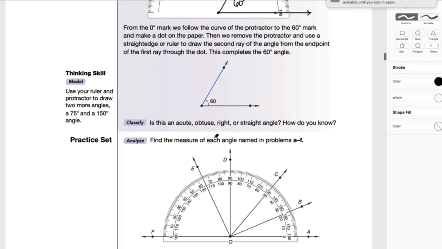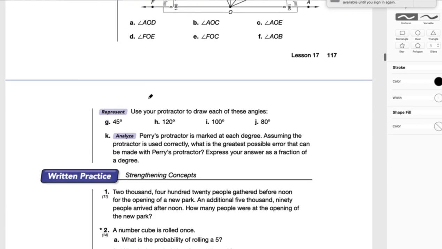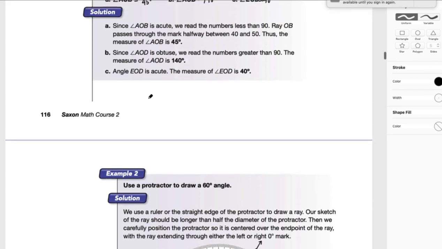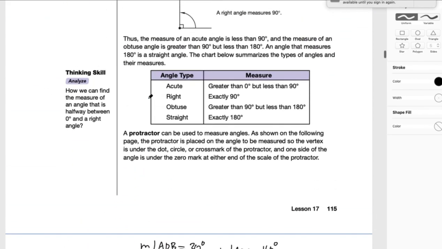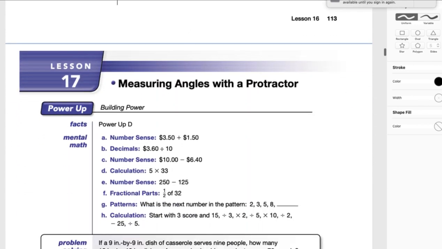And lucky for you, that's all you're going to need in order to complete the practice set, and also to work on the written practice odds while reading over the evens to answer any questions. So that's all we have for this lesson, lesson 17.